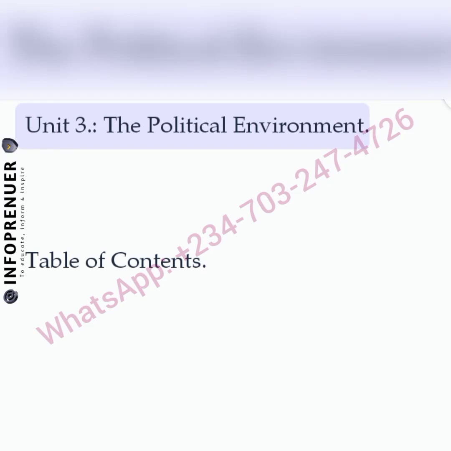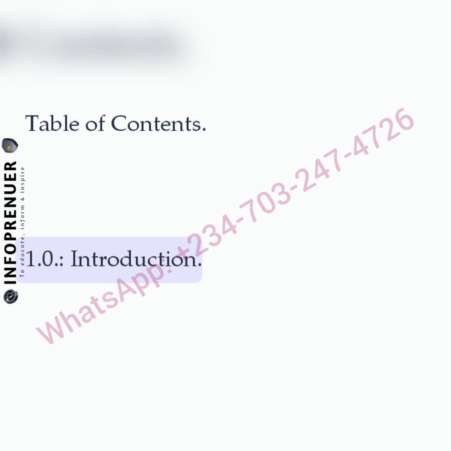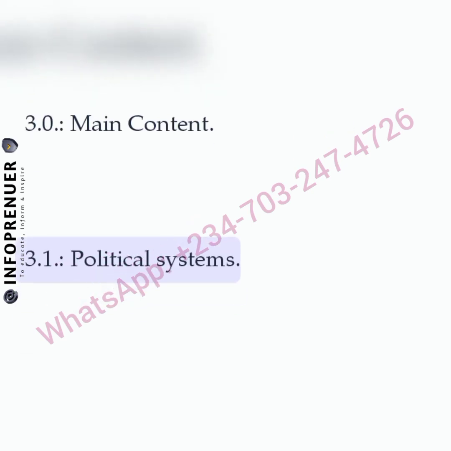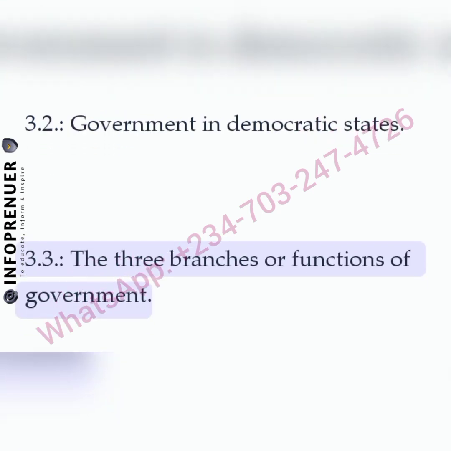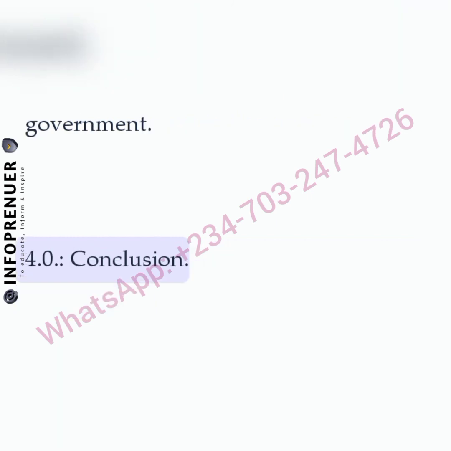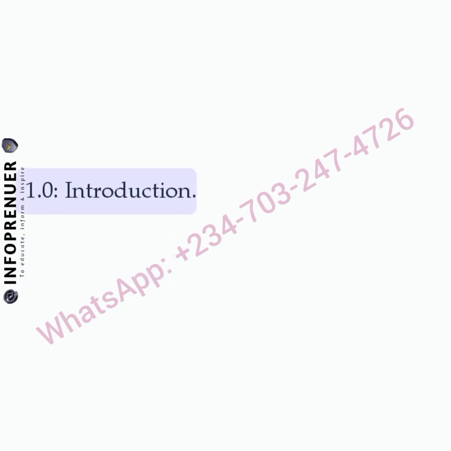Unit 3. The Political Environment. Table of Contents. 1.0, Introduction. 2.0, Objectives. 3.0, Main Content. 3.1, Political Systems. 3.2, Government in Democratic States. 3.3, The Three Branches or Functions of Government. 4.0, Conclusion. 5.0, Summary.